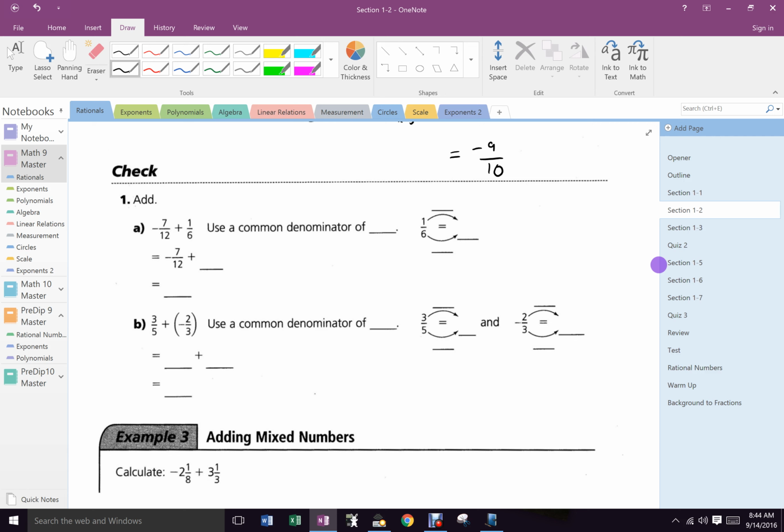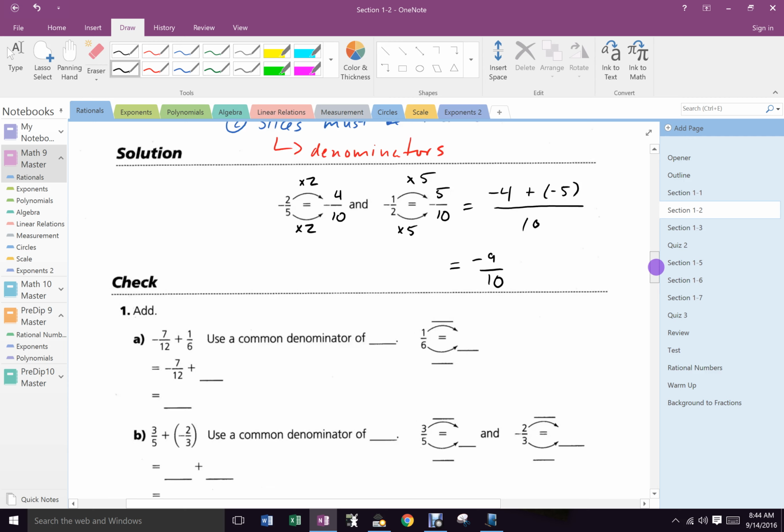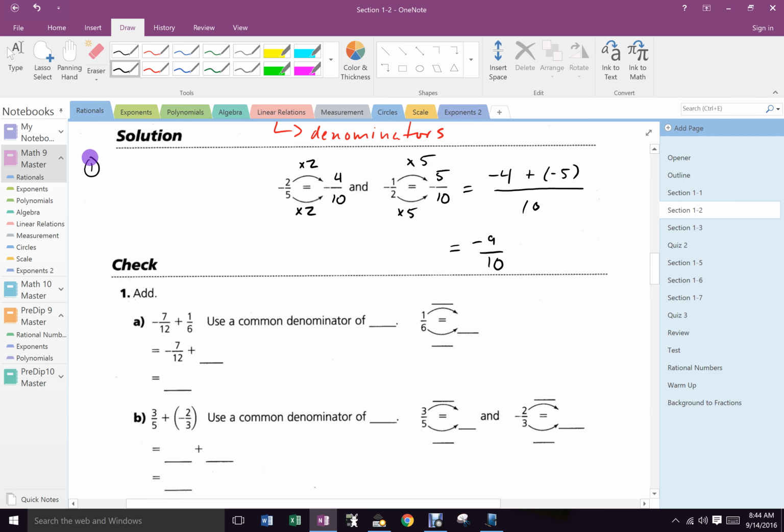Okay. All right, now, guys, I need to call your attention to a couple of things. One, you may only need to change one denominator. And this first question is an example of that.